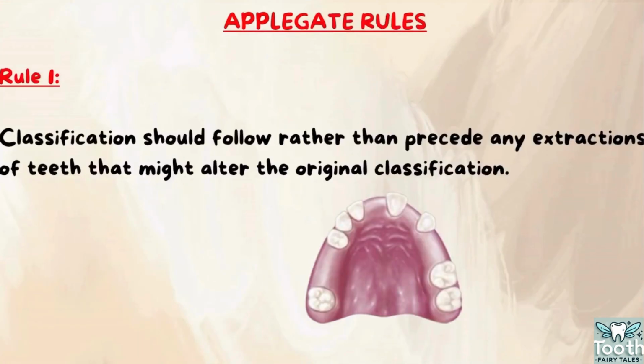Next, let us see how the Applegate rules govern the Kennedy's classification. There are 8 Applegate rules. We will look into each rule one by one.